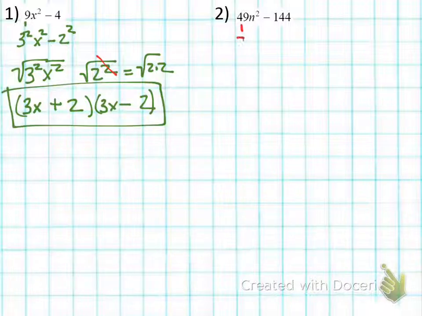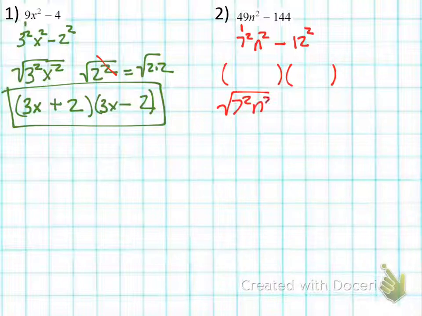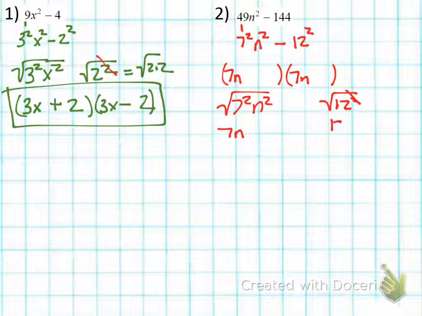Alright, number 2, I'm looking at the factors of 49. I know 49 is just like 7 squared, so I have 7 squared n squared, and 144 is 12 squared. Okay, so I can apply this rule. I'm going to take the square root of 7 squared n squared. That gives me 7n. I'll write that in the beginning of each of these parentheses. I take the square root of 12 squared. That just gives me 12, right? They cancel out, or I can think of it like one of them gets away, right? So this is 12 at the end, and then I put a minus sign and a plus sign. Put one of each.